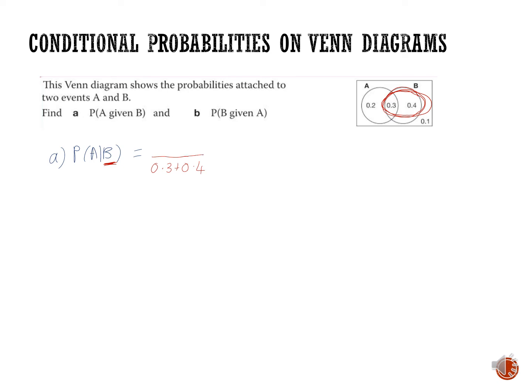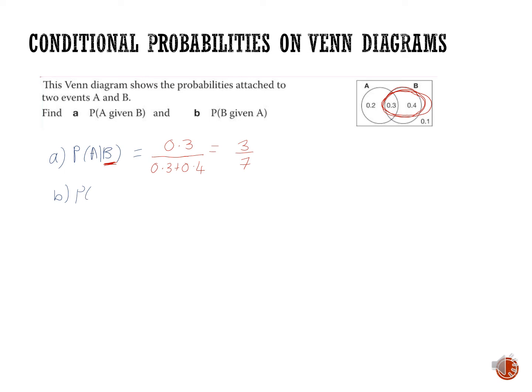What goes on the top? I'm only interested in the ones that are in A. So I get 0.3 on the top. And again, you put that in your calculator. That one's best left as a fraction, because sevenths are not nice as a decimal. So do you see what we've done there? The given that B, we focused on the B on the Venn diagram.